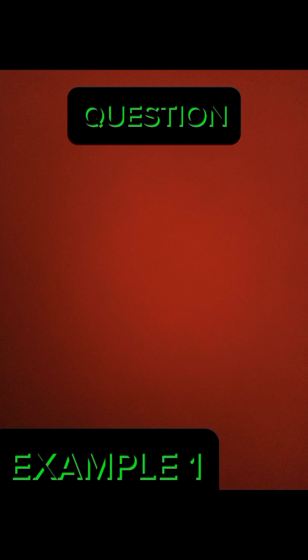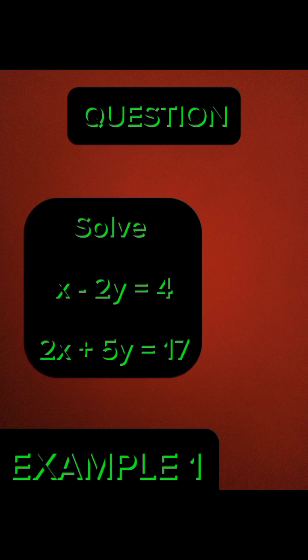x minus 2y is equal to 4 as our first equation. That's what you're to solve: x minus 2y is equal to 4. And the second equation is 2x plus 5y is equal to 17. I repeat, solve x minus 2y is equal to 4 and 2x plus 5y is equal to 17.